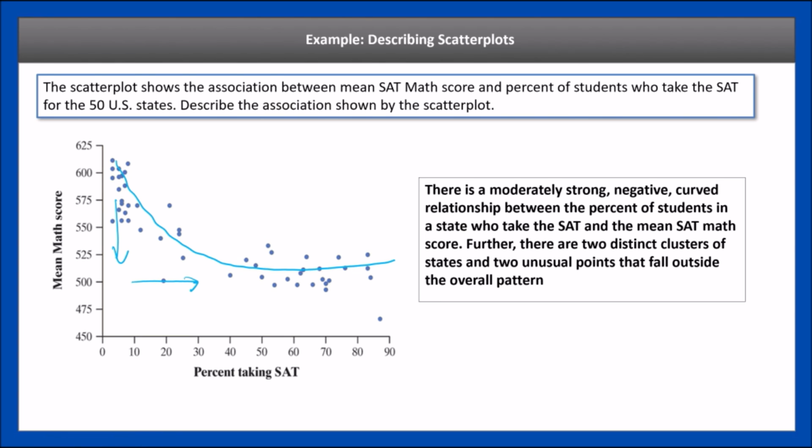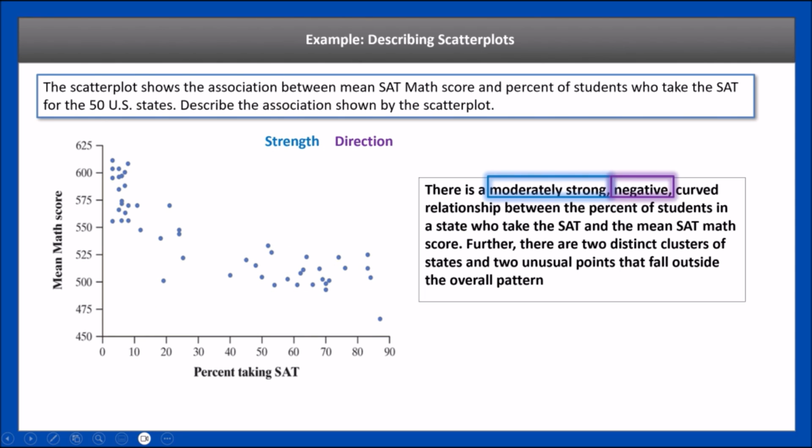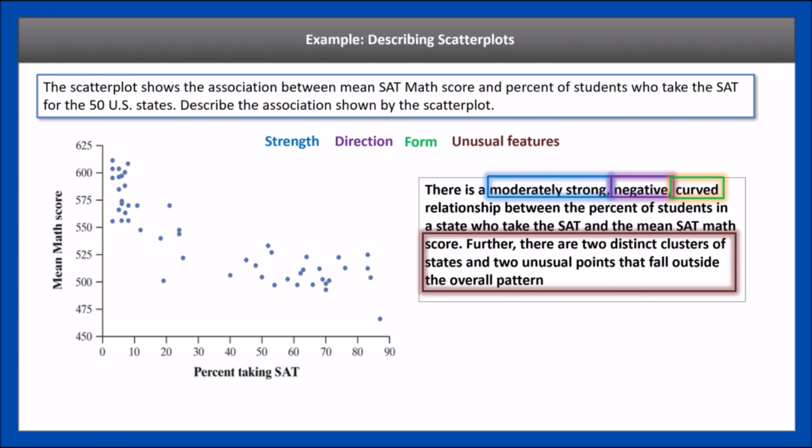Unusual features. There are two distinct clusters. We can see there's a cluster around here and a cluster around here. We also see some points that fall outside of that. We can see a point that falls outside of the pattern there, and another point that falls outside of the pattern there as well. All right, so we talked about strength, direction, form, and then unusual features. Those are the things you want to look for: SDFU. Strength, direction, form, unusual features.